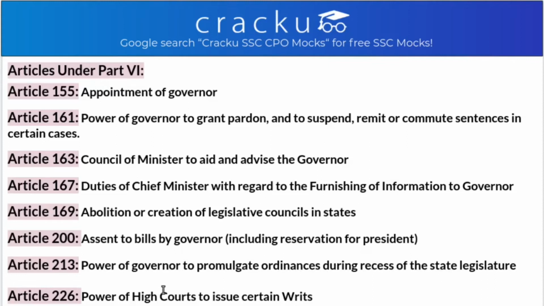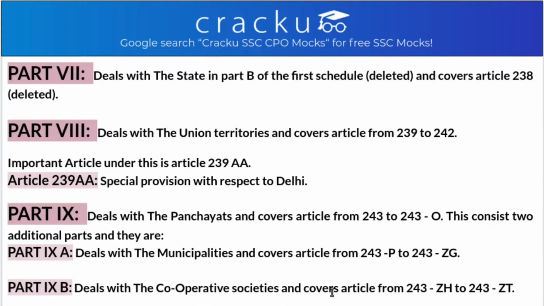Article 226, that is 226, it gives the power of High Court to issue certain writs. After this comes the Part 7. Part 7 deals with the state in Part B of the first schedule, but now that is deleted and it is under Article 238, which is further again deleted. So after this, there's Part 8.